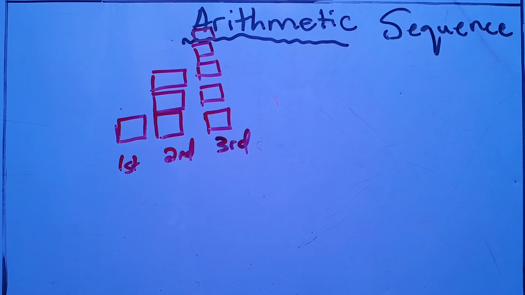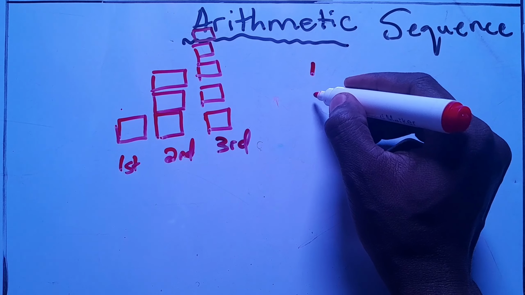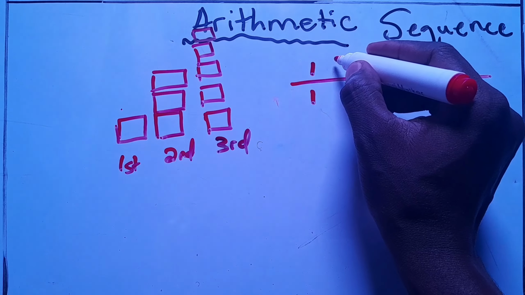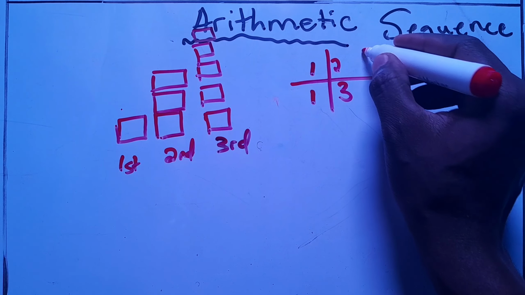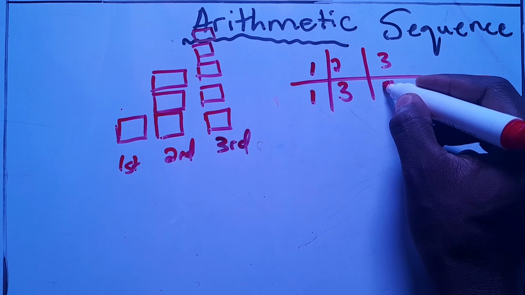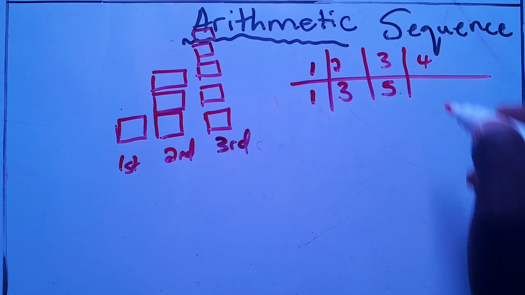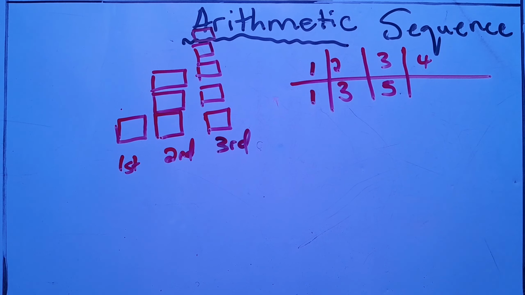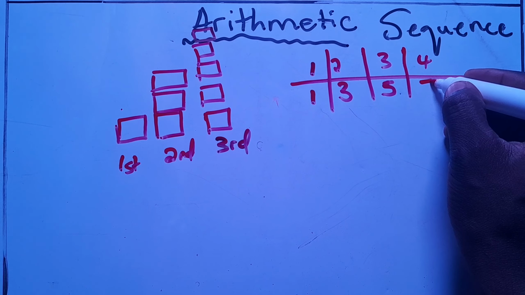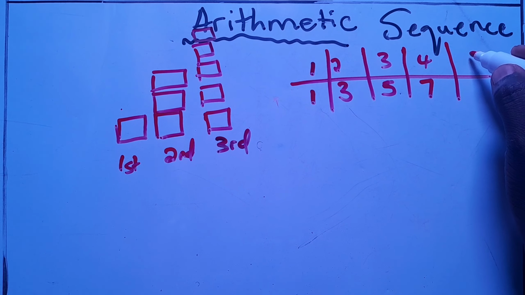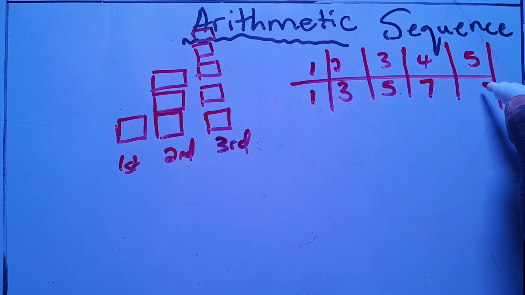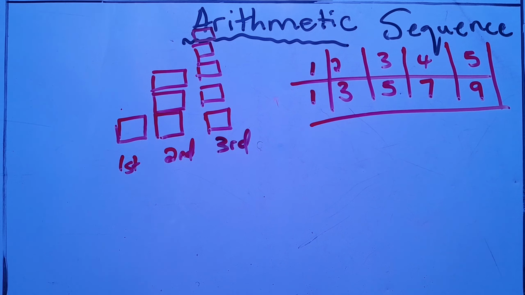So if you continue like this, on your first stair you placed 1 box, on your second stair 3 boxes, on your third 5 boxes. On your fourth it will be 7 boxes, and on the 5th one there will be 9 boxes. Can you see that? And so on. So what we just created here is a sequence. This is what we call a sequence.